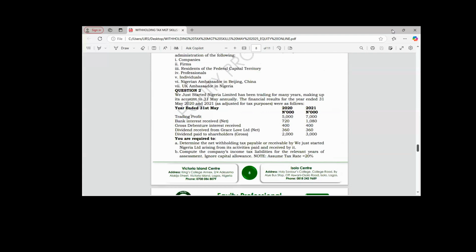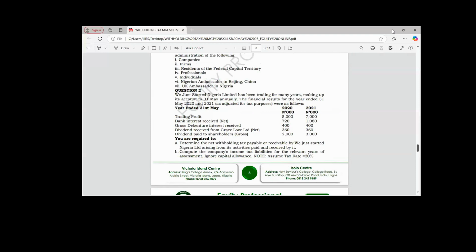Based on our practice, we are going to state it in form of an Excel to make it easier for us. So we are going to make use of an Excel to solve the question. So let me upload an Excel sheet so that we can use that to tackle the question.